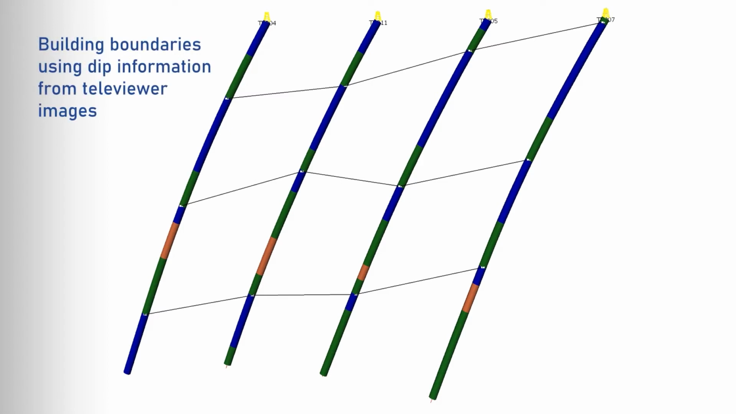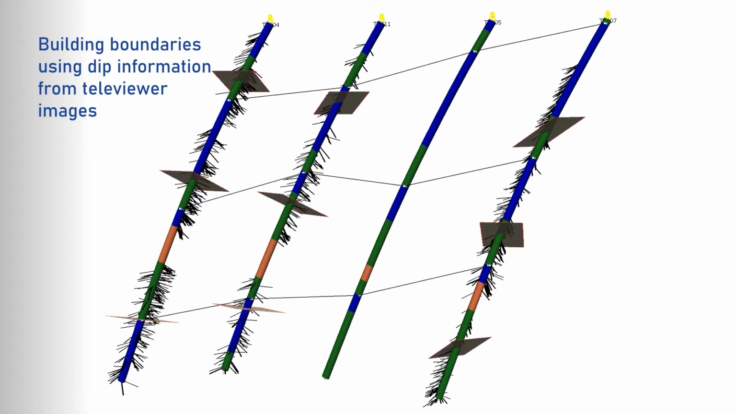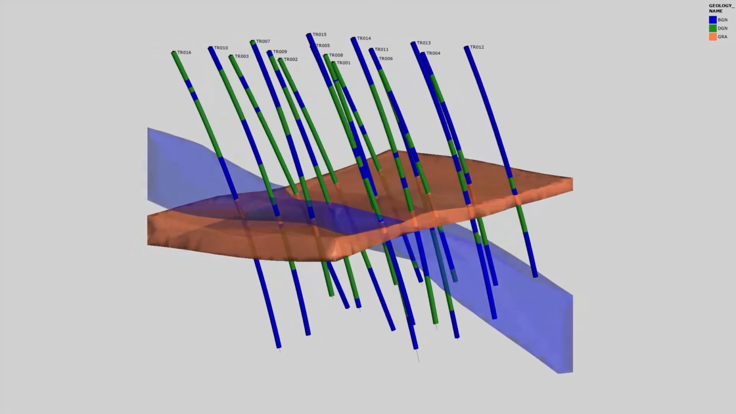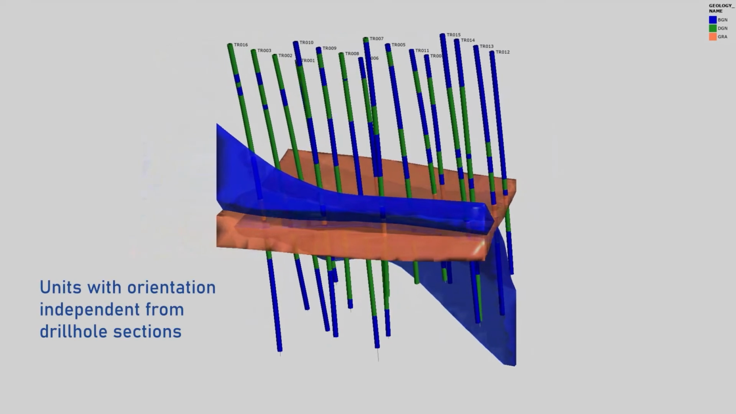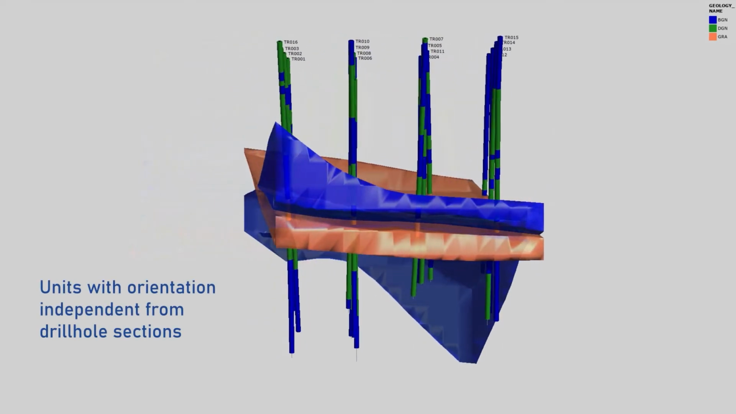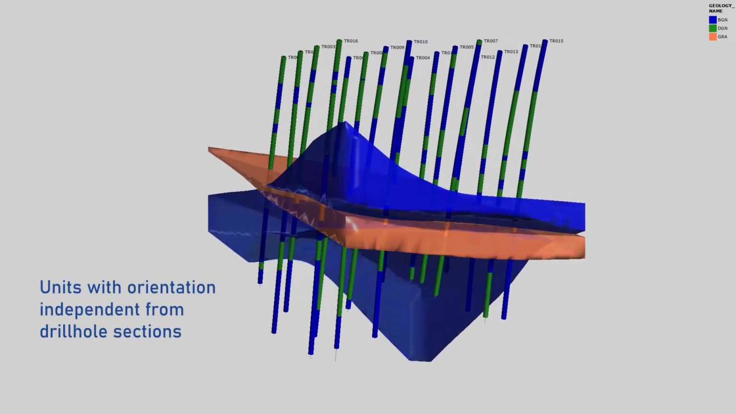In this example, we show how conventional correlation between holes can be guided by structural data gained from the televiewer images. The result is radically different from the outcome without the orientation data. The granite sheet now cuts a package of gneiss with a very different orientation.